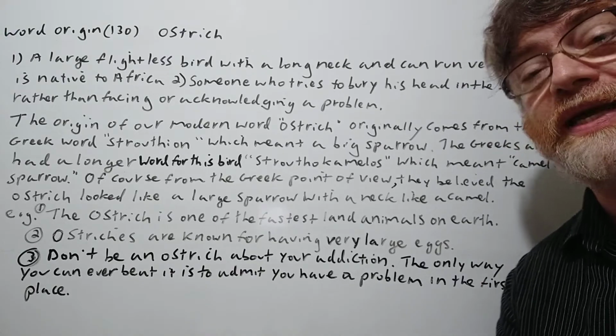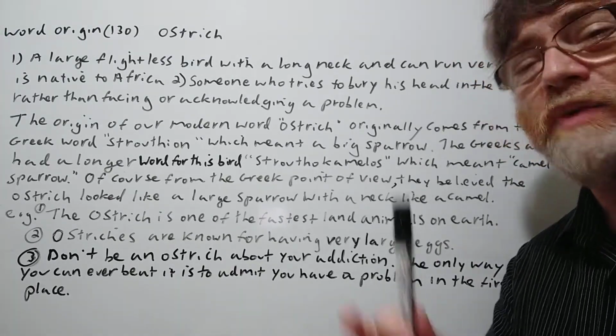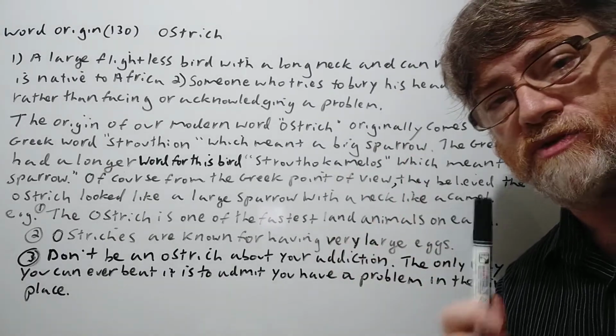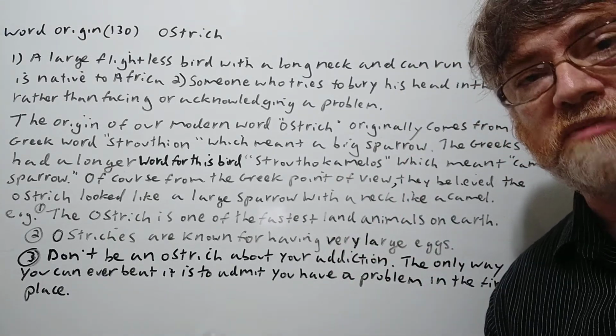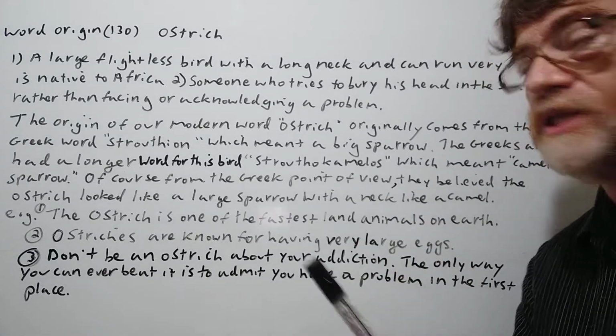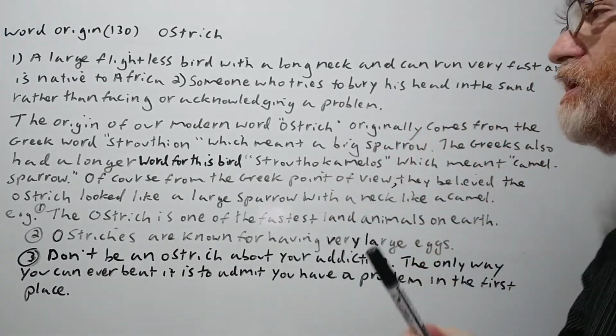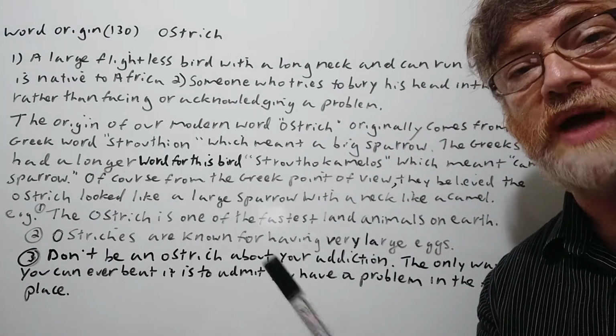The word origin today is ostrich. Okay, let's take a look at the note here. We actually have two meanings for ostrich today. The first, of course, is the most obvious. We're talking about the bird: a large, flightless bird with a long neck that can run very fast and is native to Africa.